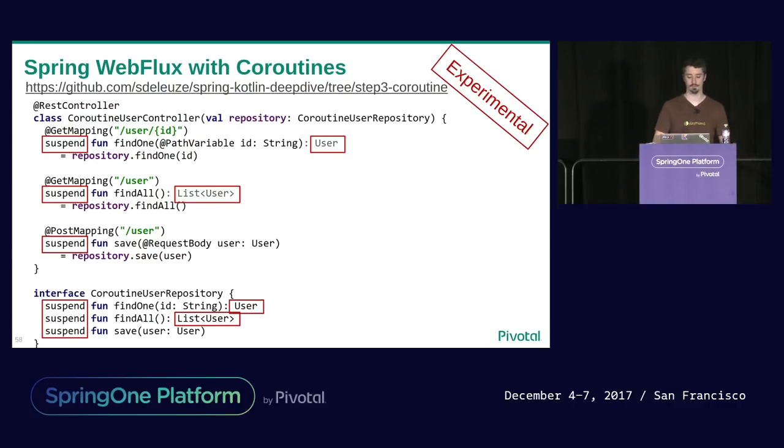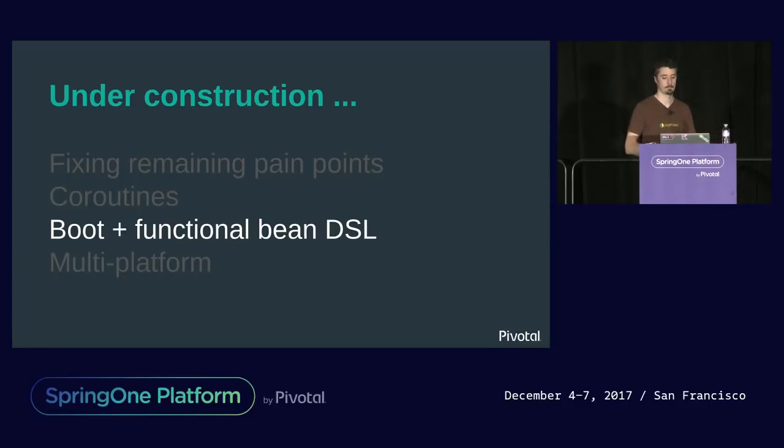But for some use cases, it's less powerful than reactive APIs. The last two topics are more for the future, so I'm not saying that we will do that or support that. That's just some ideas I share. I don't promise anything, but I tend to think it would be interesting to experiment on that next year. The first one is Boot plus functional bean DSL.